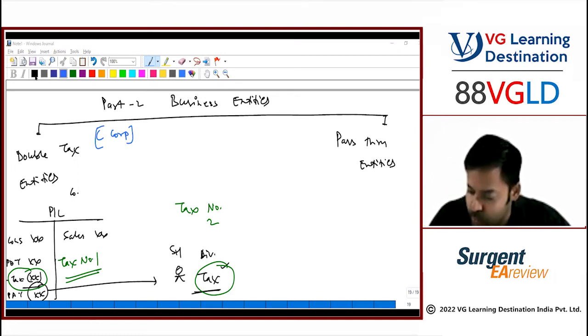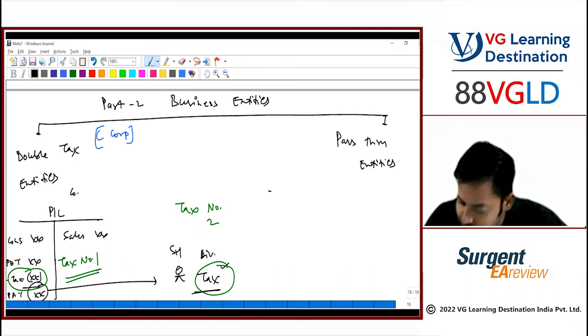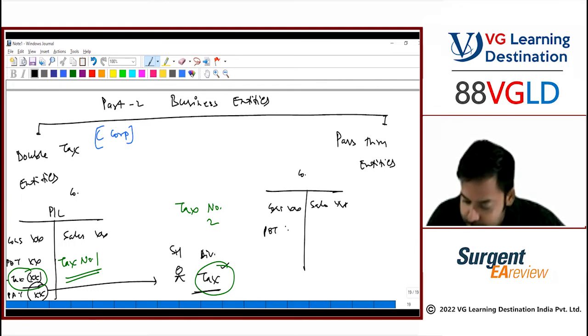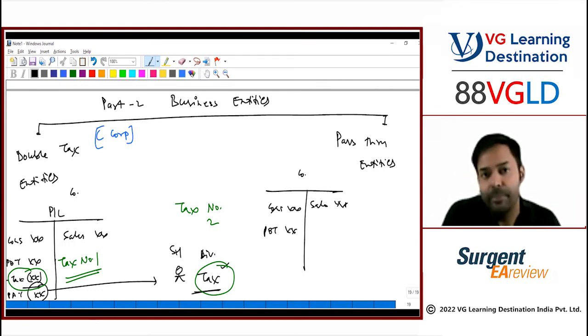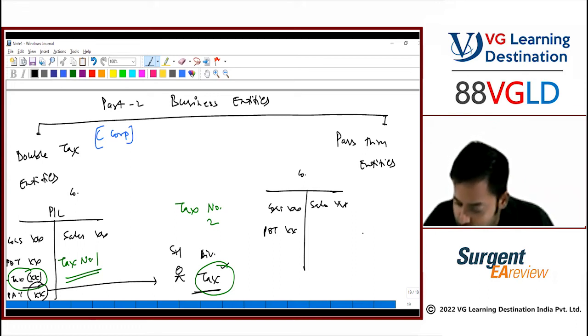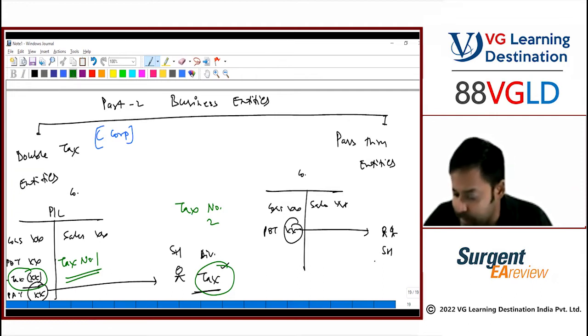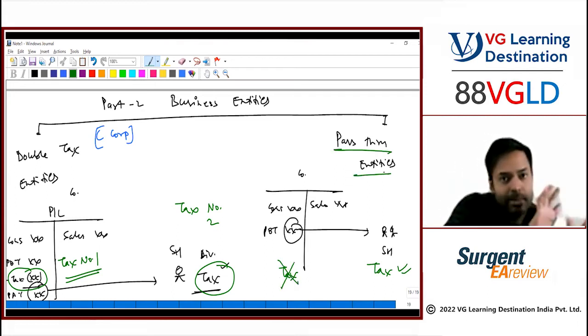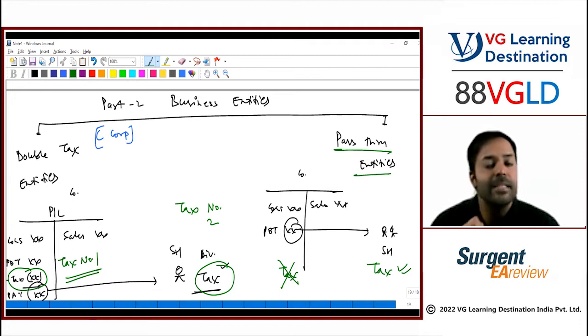Then we have the pass-through entity. What is a pass-through entity? Similar to that, the companies will have sales, COGS, PBT, but no tax is levied at the company's end. The company gives everything to its shareholders. Now the shareholders will pay the tax on it. No tax here. That's why it's called the pass-through entity. You're just passing through everything in that case.